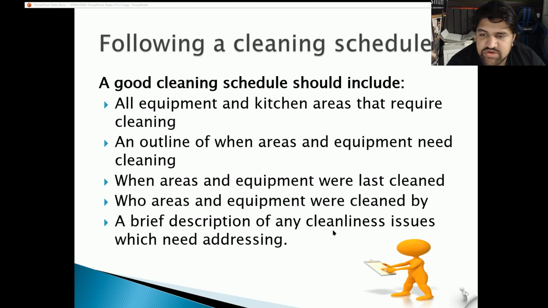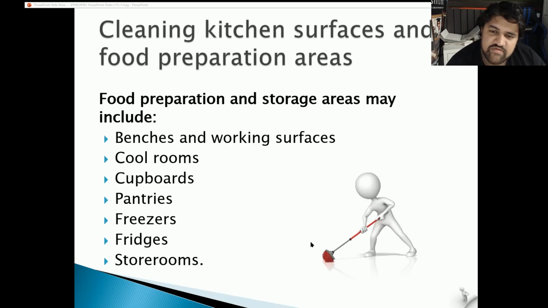when areas and equipment were last cleaned, whose area and equipment were cleaned by, and a brief description of any cleanliness issues which need addressing. Food preparation and storage areas may include benches and work surfaces, cool rooms, cupboards, pantries, freezers, fridges, storerooms.